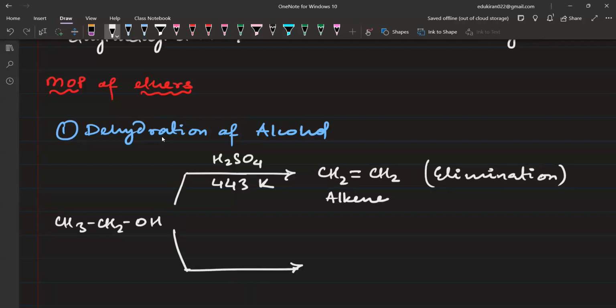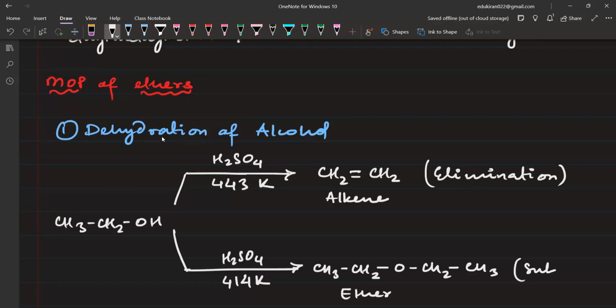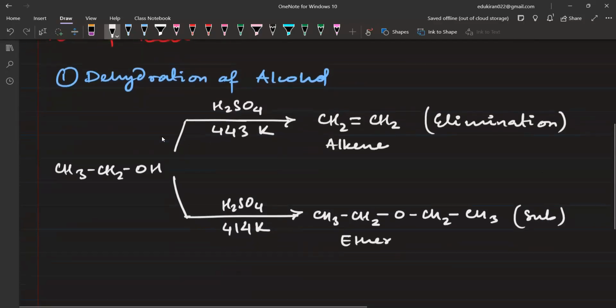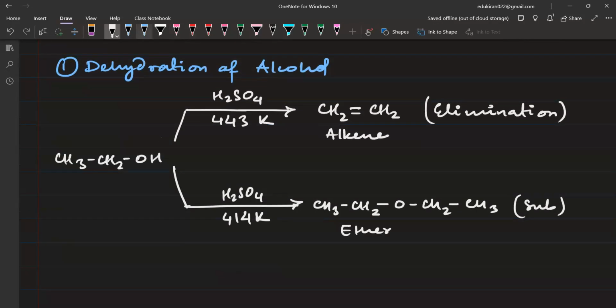But if I use the same reagent, H2SO4, and we keep the temperature 414 Kelvin, then you will get CH3 CH2 O CH2 CH3. Okay, so in this case, you are getting ether. And substitution reaction occurs in this particular case. If you look at the NCERT, the exact temperature that we need is exactly 413 Kelvin, not 414. But I write it 414 because it looks like ether to me.